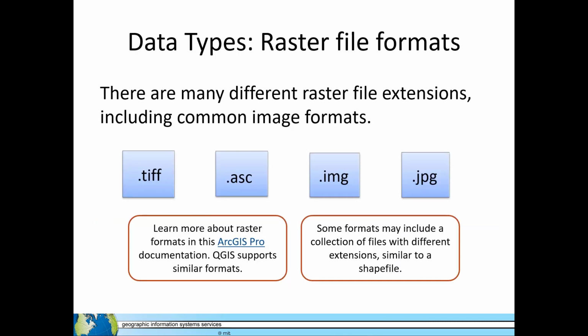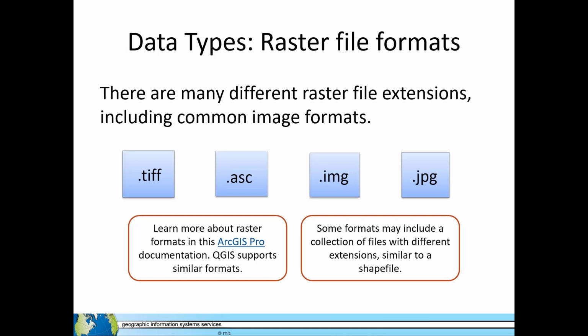Raster file formats include common image formats, and there are many more raster file formats that are not listed here. There are often associated files that tell the GIS software where to place the raster on the map, similar to how a .prj file works in a shapefile.